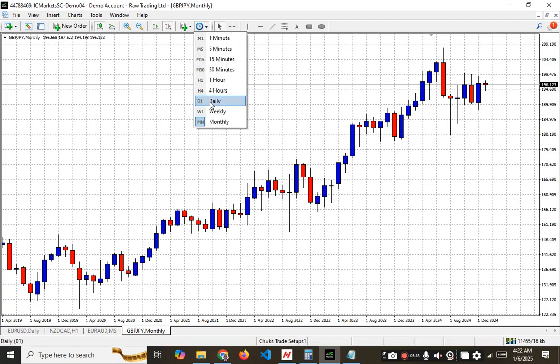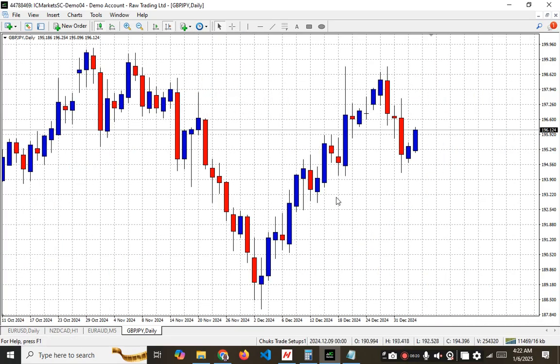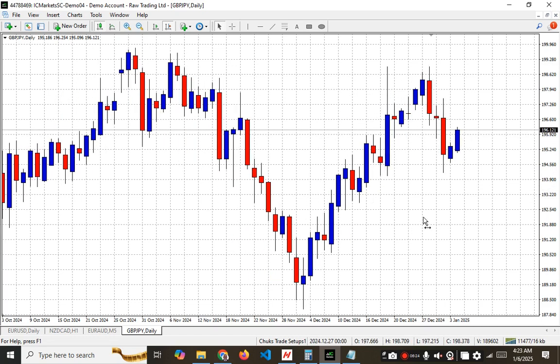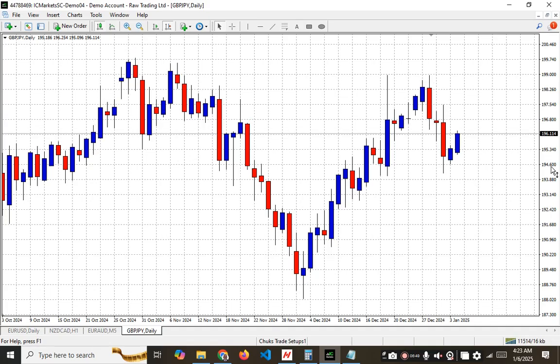All right, so let's go to the daily time frame. Now when you go to the daily time frame, you see that the market closed on the last trading day. The market closed bullish, okay, bullish, but a spinning top. So what we are looking at now is an opportunity to buy this market.